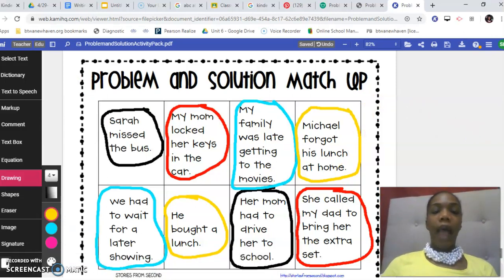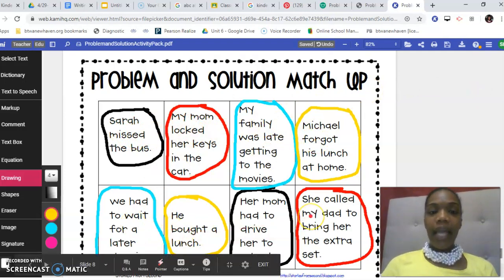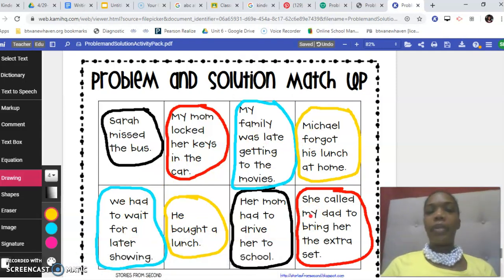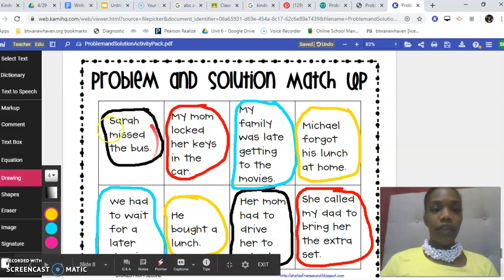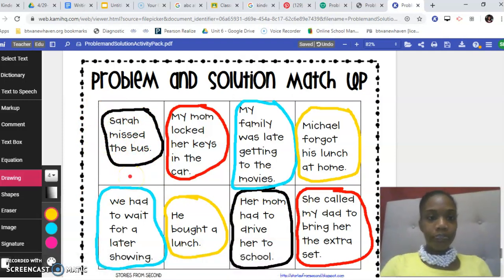Here is a game that I was playing by myself. It's called Problem and Solution Matchup. At the top, there are some problems, okay? And here at the bottom, there are some solutions. So I'm just going to talk about one of the problem and solutions that I found, but this is something that you, mom or dad, whoever is around you, can look at to see how problems and solutions work together. So I'm going to talk about the first one here that I have highlighted in the black marker color.